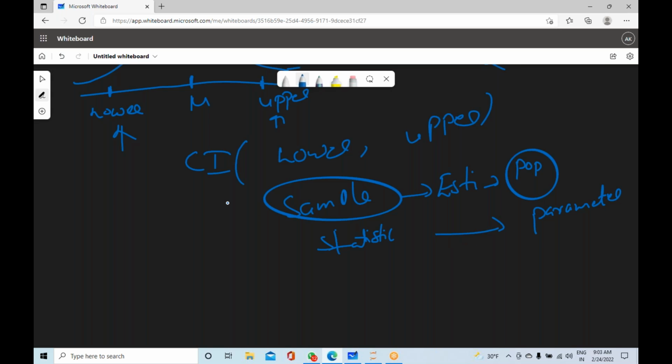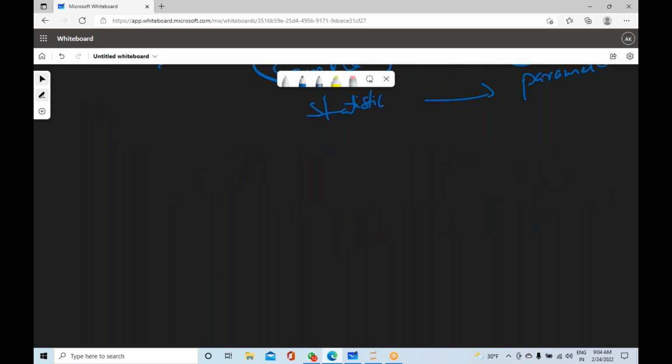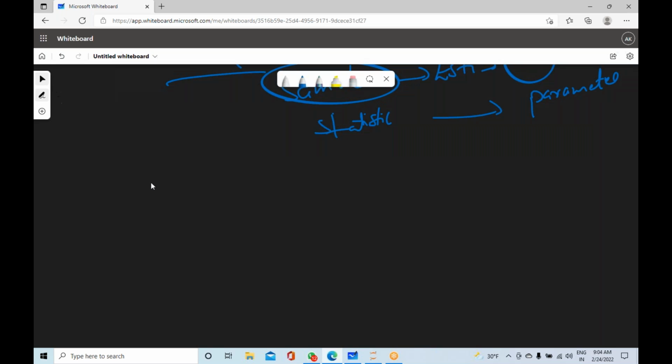So confidence intervals help you conclude in inferential statistics. Mainly, if you have some kind of sample data for estimating the population, we would like to use confidence intervals. Clear? Yes, sir. I hope this is clear, these are the confidence intervals.